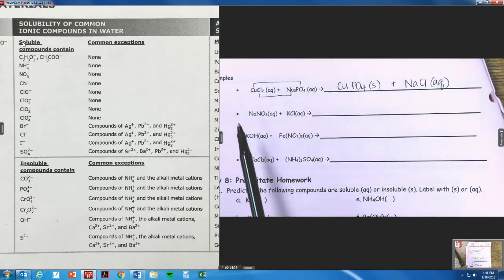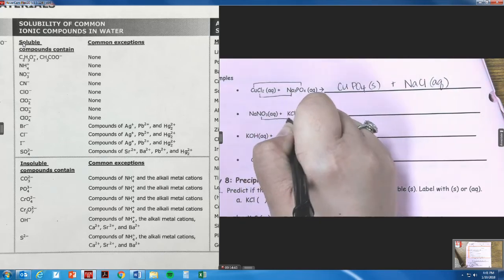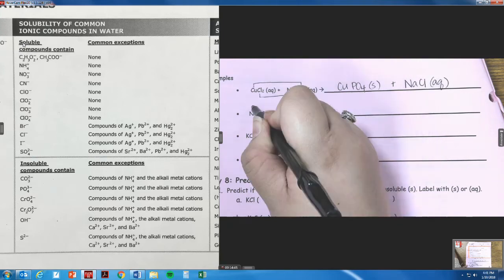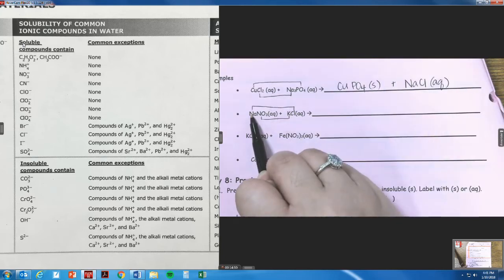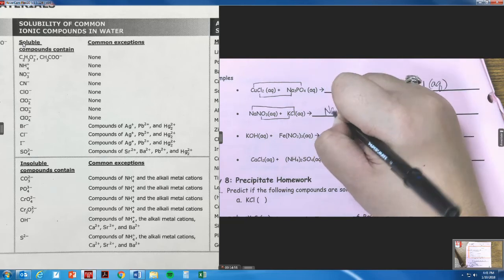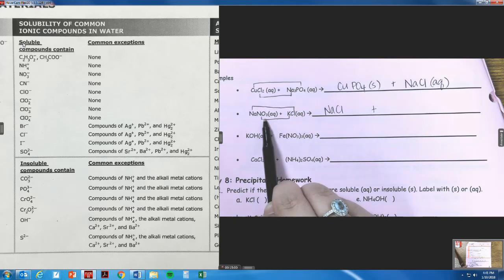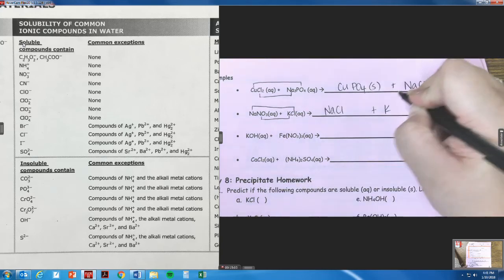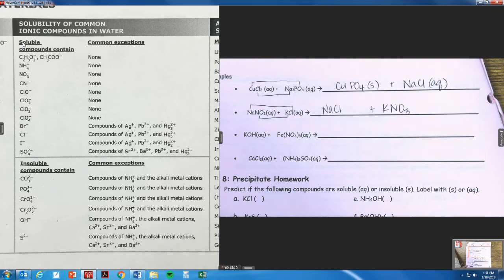We have NaNO3 plus potassium chloride. Remember, your inner ions are going to create a compound, and then your outer ions are going to create a compound. So we have sodium now with chlorine, so NaCl, and then we have potassium nitrate, so K NO3. Okay, so sodium chloride, again, we just did that.